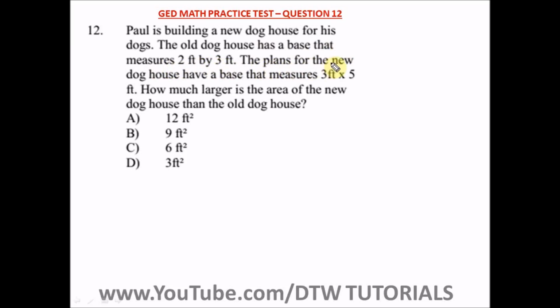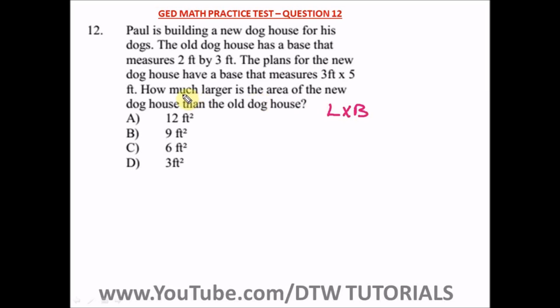Okay, and the plans for the new dog house have a base that measures 3 feet by 5 feet. How much larger is the area of the new dog house than the old dog house? Okay, so we're looking for the area of the base. This is like the area of a rectangle. And what is the area of a rectangle? That is length times breadth.